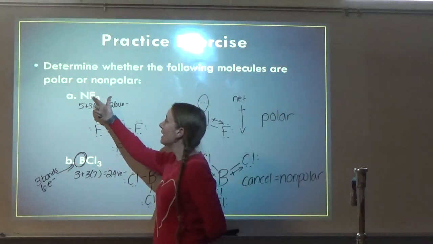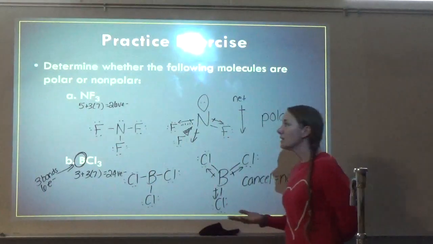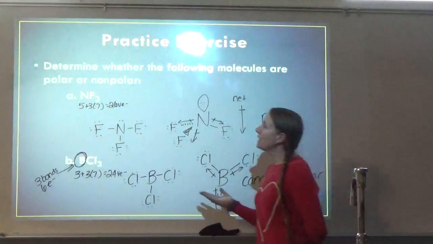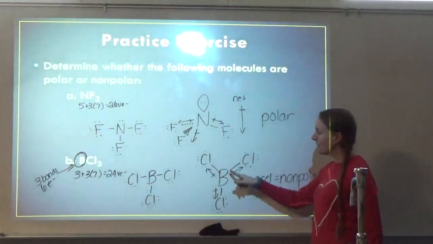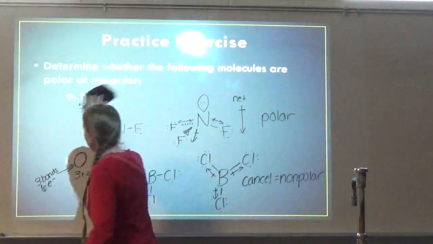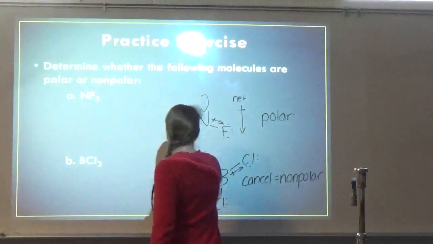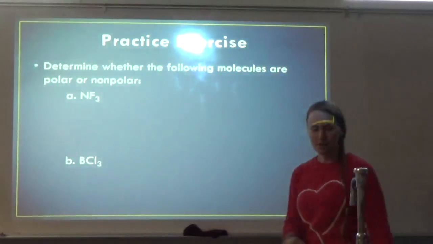Okay, so that's where you've got to be careful, because these molecules seem like they would have the same shape, NF3 and BCl3, because they seem similar, and they are. But the thing is, boron doesn't normally get a full octet, and so that's what makes borons cancel and not nitrogens. All right, so hopefully you got both of those right.